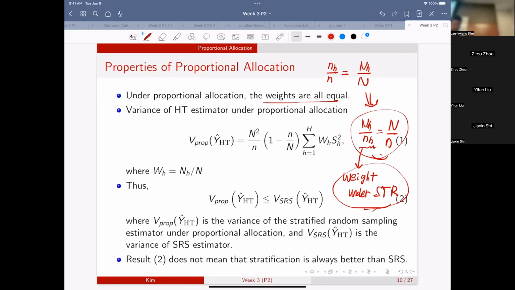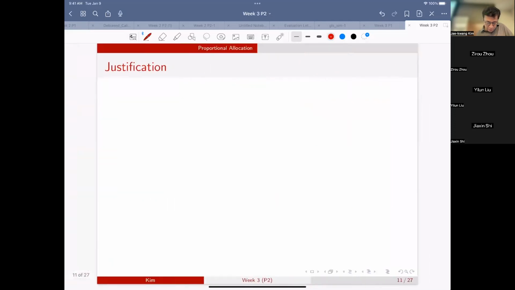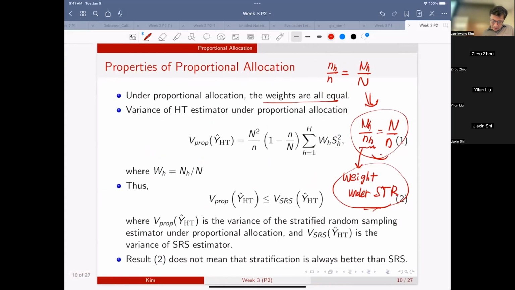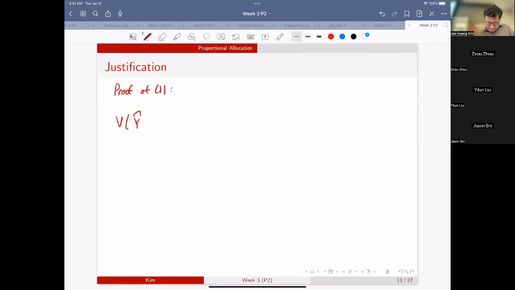And secondly, you get some variance formula simplification. So let's see the proof of one: the variance of the Horvitz-Thompson estimator in general on stratified sampling.